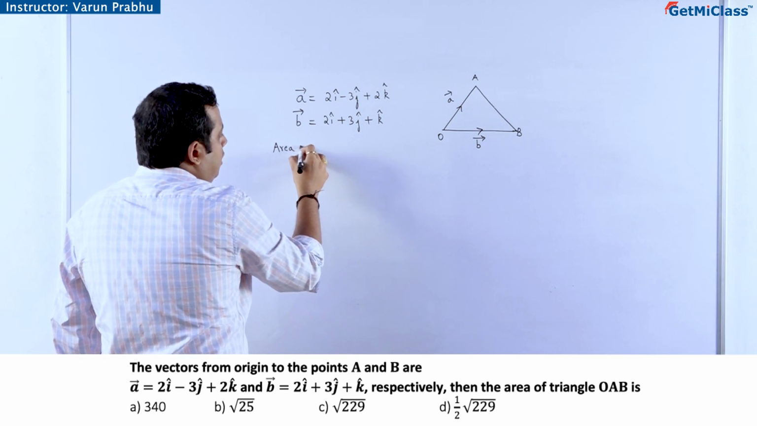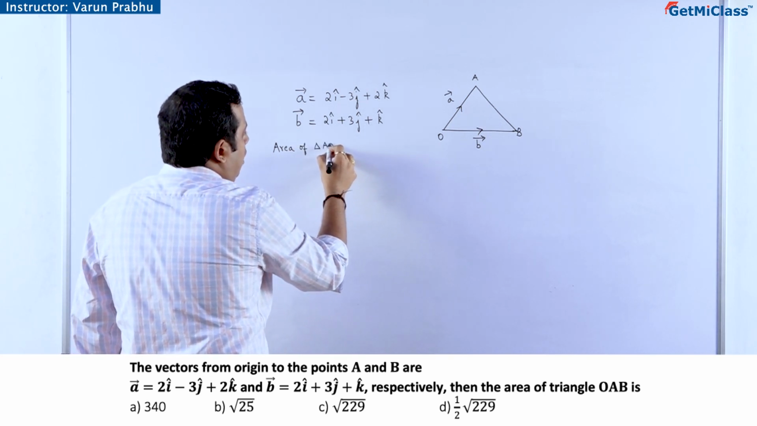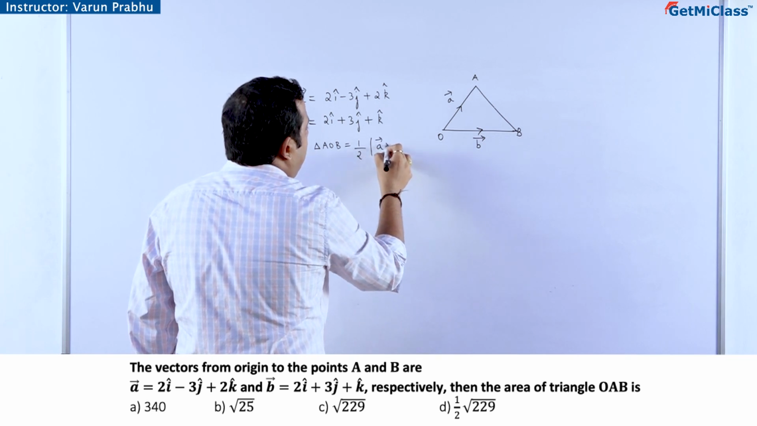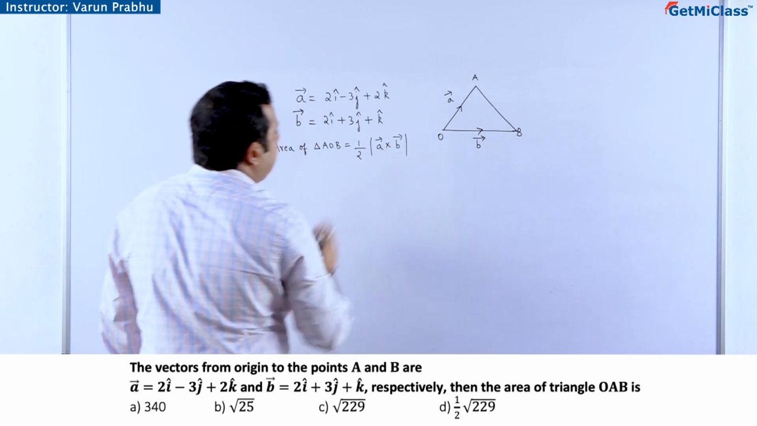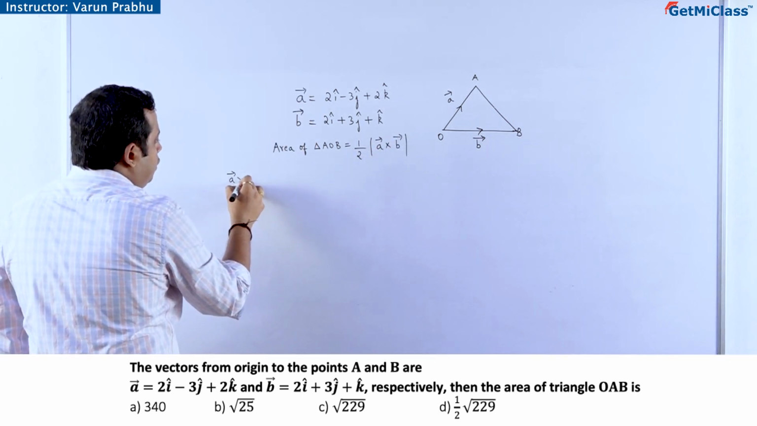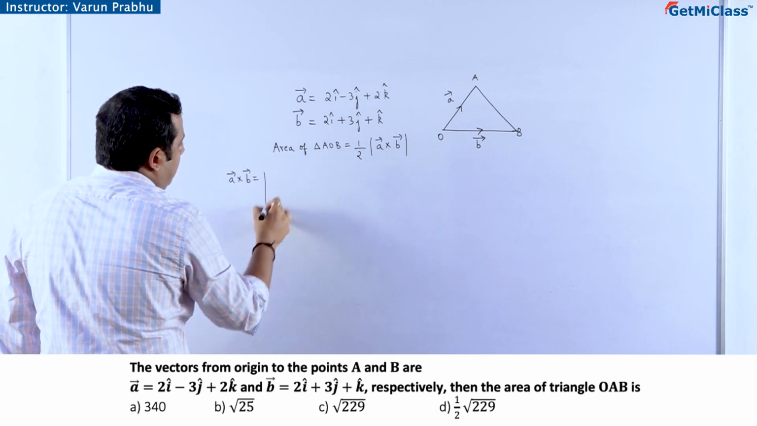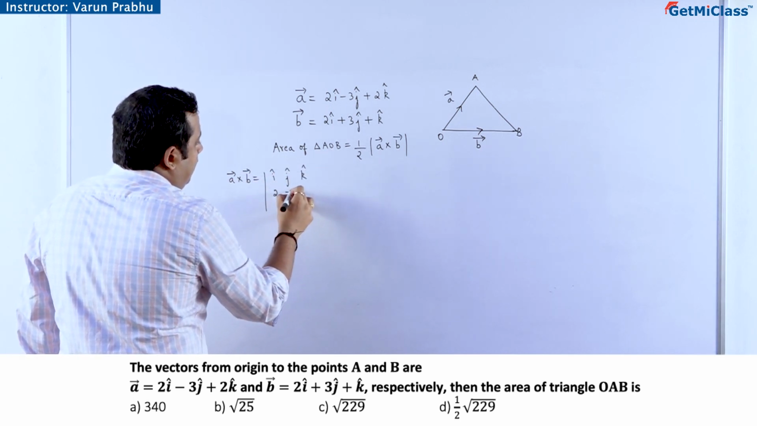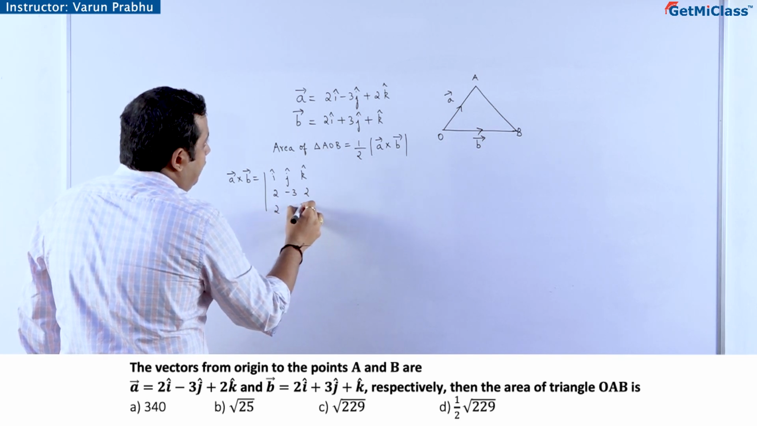Area of triangle AOB is equal to half times magnitude of A cross B, correct? Half times magnitude of A cross B. So first you calculate the value of A cross B. That is nothing but the determinant with i cap, j cap, k cap, then 2, -3, 2 and 2, 3, 1, correct?